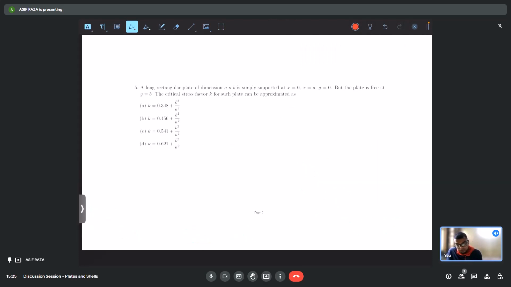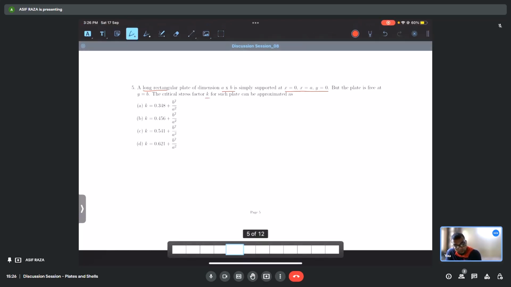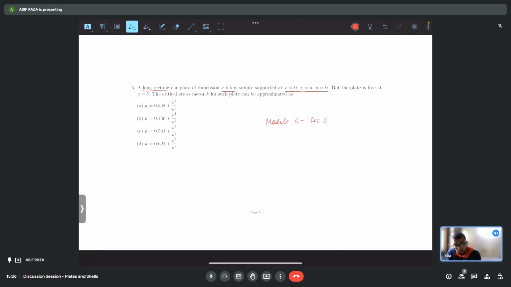Now next question. A long rectangular plate of dimension A by B is simply supported at x equal to 0, x equal to A and y equal to 0, but the plate is free at y equal to B. The critical stress factor K for such a plate can be approximated as: if you see module 6 and lecture 3, you have the value for a long rectangular plate, critical stress factor value as 0.456 plus pi square upon a square. So next question.